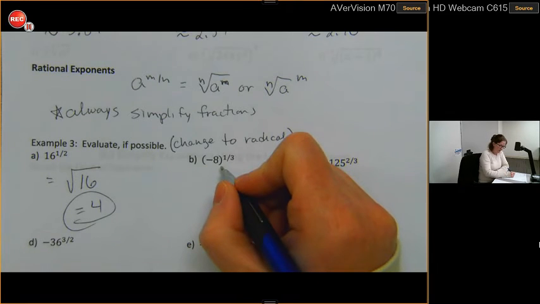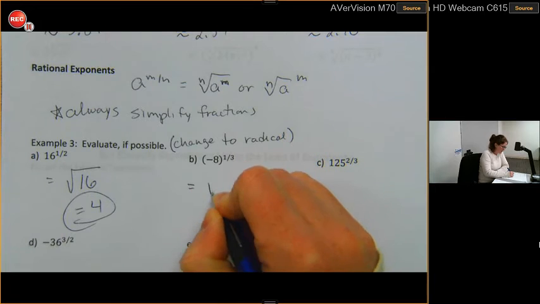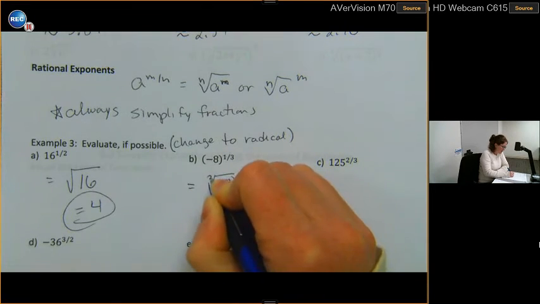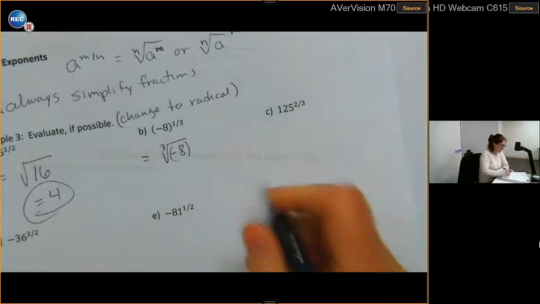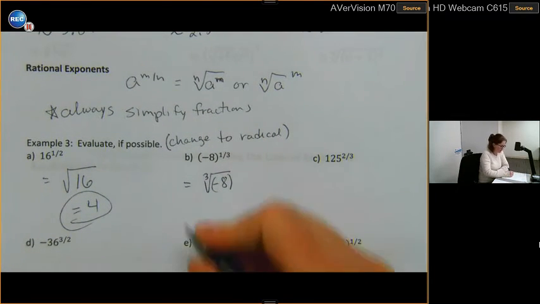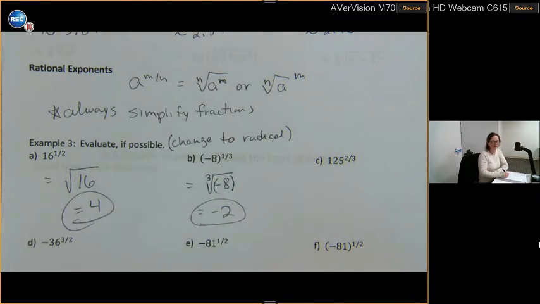The 1/3 power is going to be -8 underneath, 3 in my index, 1 as my exponent. So I have the cube root of -8, which is -2. So the 1/3 power is the same thing as the cube root.